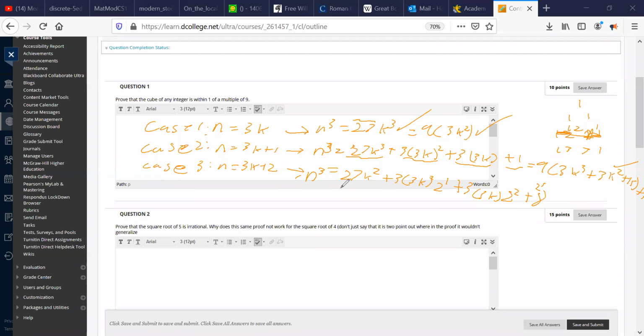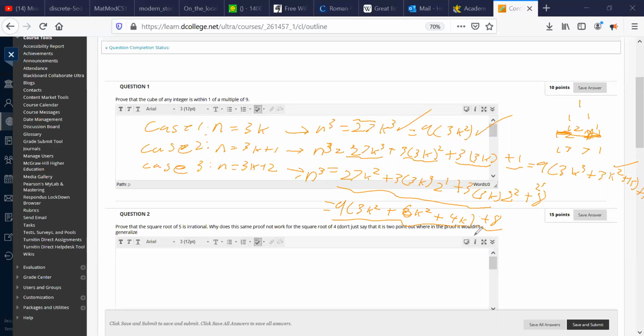So these guys are also multiples of 9, right? So we get 9 times 3k squared plus 2k squared here plus, oh sorry, this should be 6k squared plus 4k, and that's plus 8. So this is a multiple of 9.